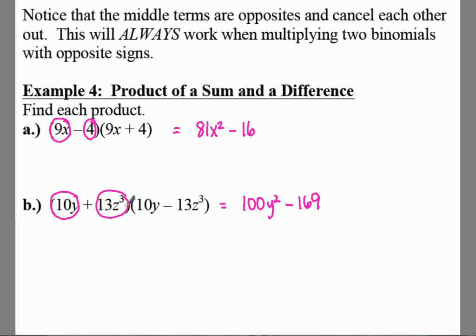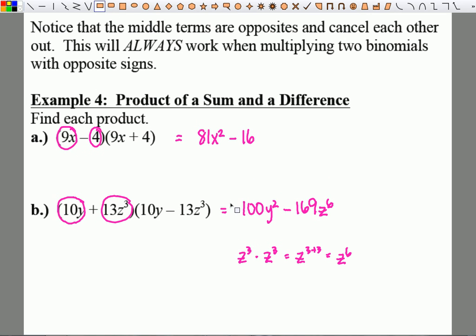Now z cubed times z cubed, you do have to remember this, because what some people do is they like to multiply the exponents. Well, you're not multiplying your exponents, you're multiplying your z's, which means you're adding your exponents. So you have 3 plus 3, which gives you z to the 6th. So aside from that little hiccup, this problem should not be too bad. And that is how you can find the product of a sum and a difference.